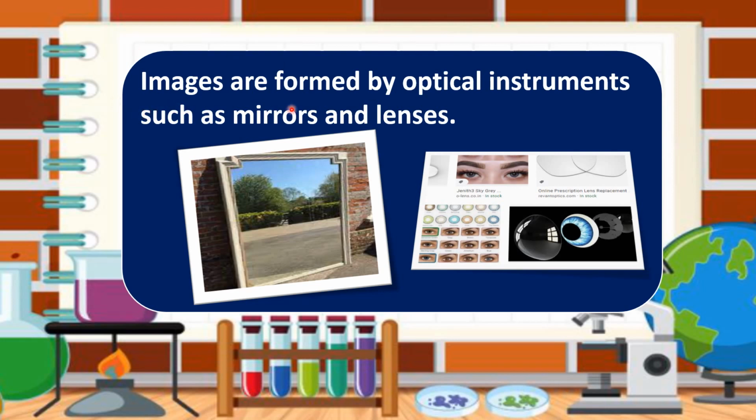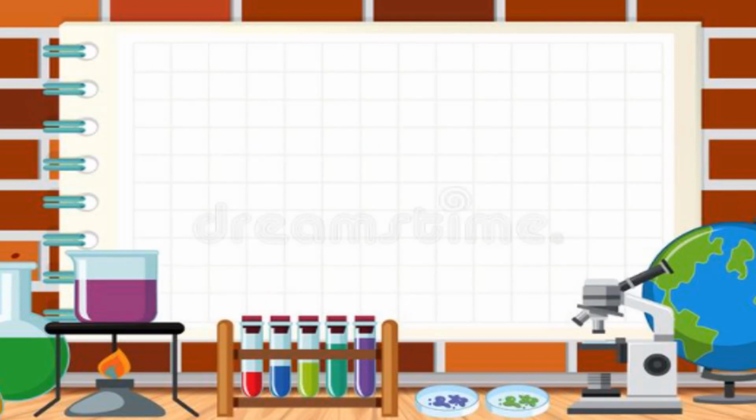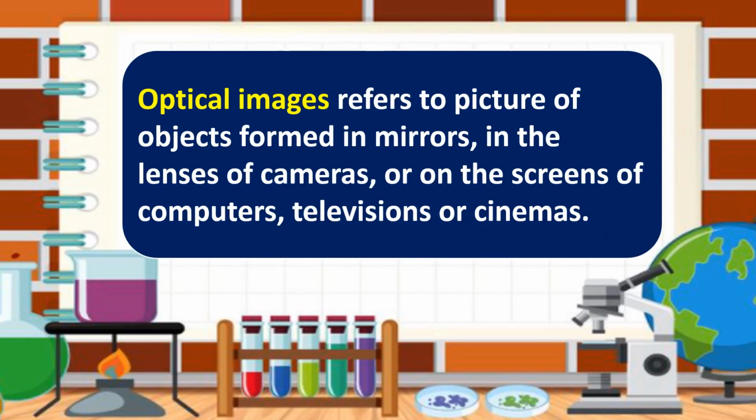So images are formed by optical instruments such as mirrors. Okay, this one is an example of a mirror, and lenses. How do you define an optical image? When we say optical images, it refers to the picture of objects formed in mirrors, in the lenses of cameras, or in the screens of computers, televisions, or cinemas.